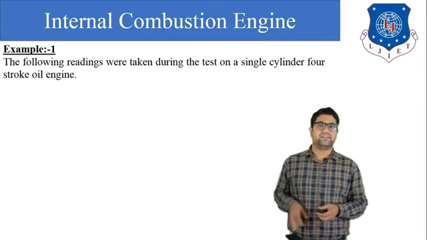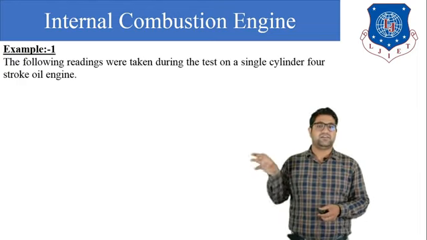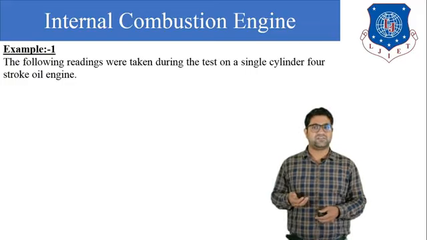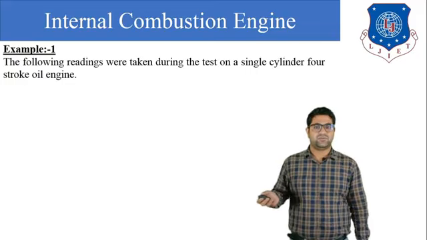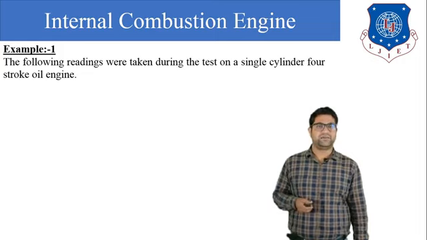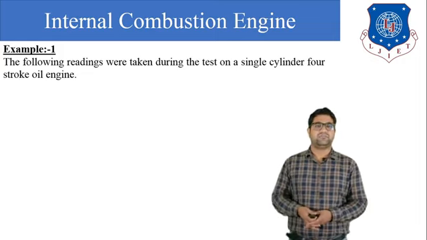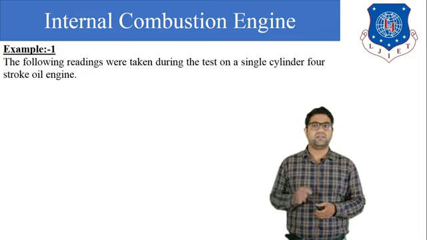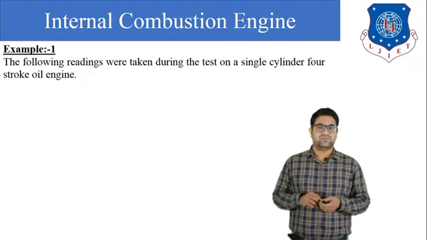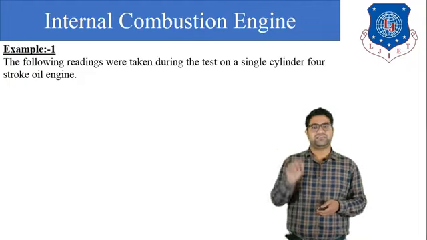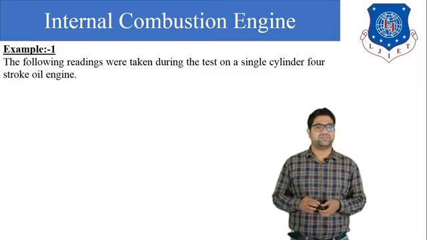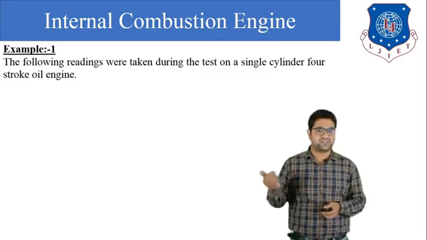So while calculating the example, we will learn these terms, that is what is the meaning of indicated power, brake power, and what are the equations. Let us start example number 1. In example number 1, the following readings were taken during the test of the single cylinder 4-stroke engine. Here they mention the engine is a single cylinder engine, and it is a 4-stroke engine. So this is the numerical of a 4-stroke single cylinder engine.